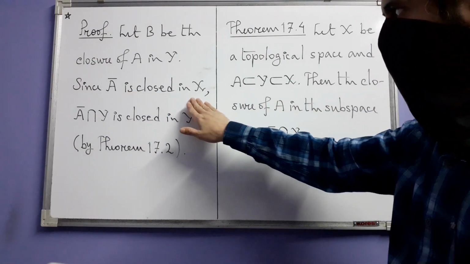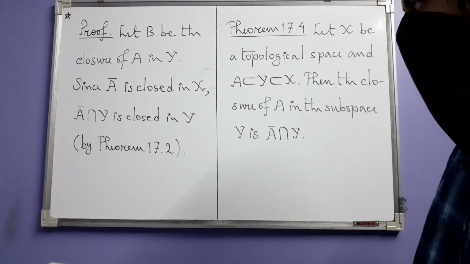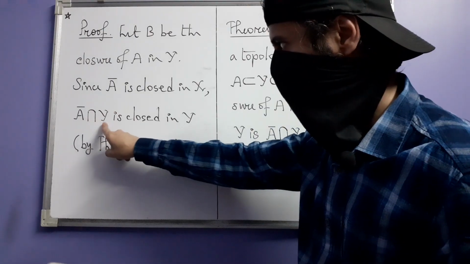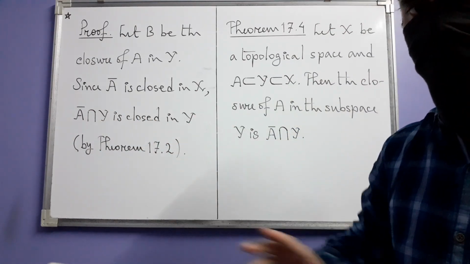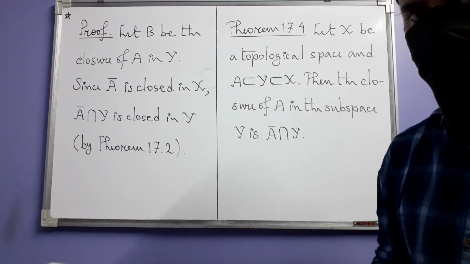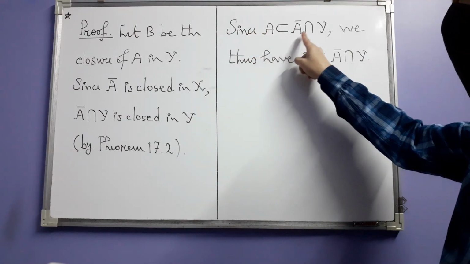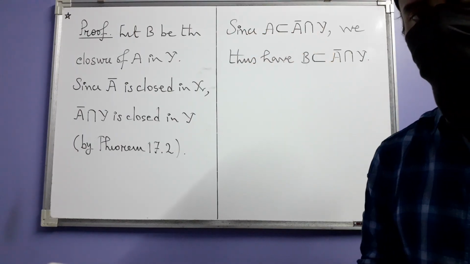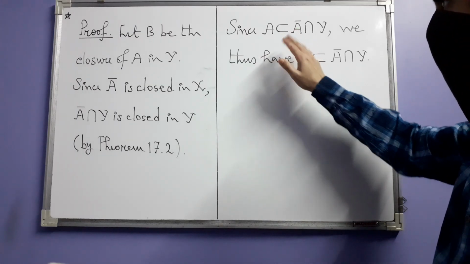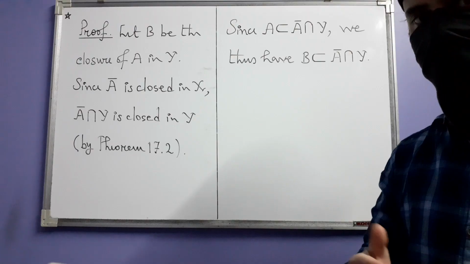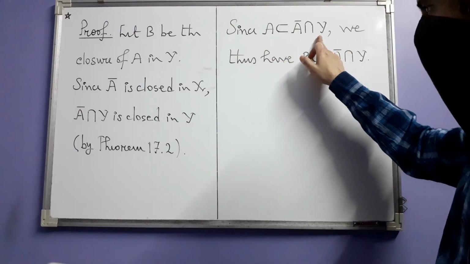Since A bar is closed in X, which we saw just now in the definition itself, that is why A bar intersection Y is closed in Y, and that comes from theorem 17.2, which gives us the structure of closed sets in a subspace. Now you also have this. A is a subset of A bar intersection Y. How? Well, we already know that A is a subset of A bar, and in the statement of the theorem, it's given that A is a subset of Y. So that's why A is a subset of this intersection.